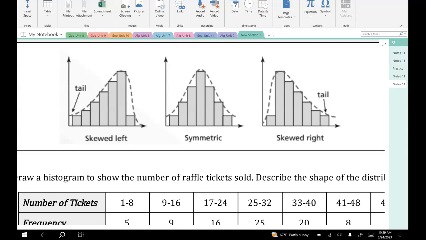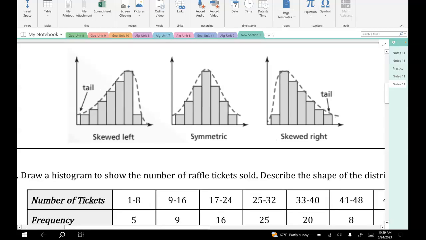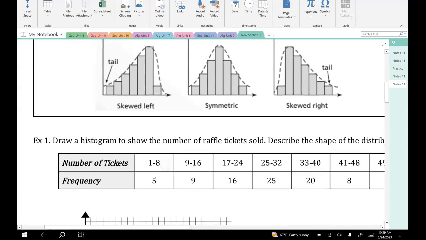Besides just knowing our distribution, we're going to make these bar graphs, and I set this up as easily as possible, I think. The instructions are to draw a histogram to show the number of raffle tickets sold, and then describe the shape of the distribution.